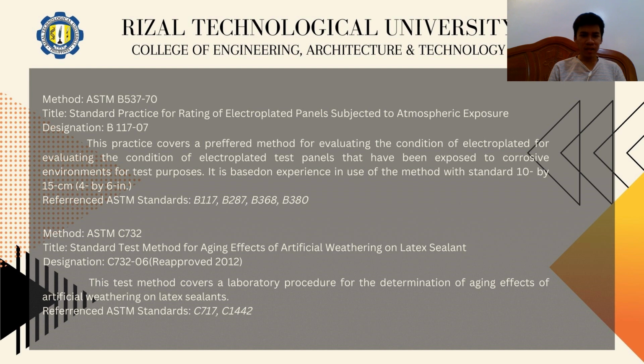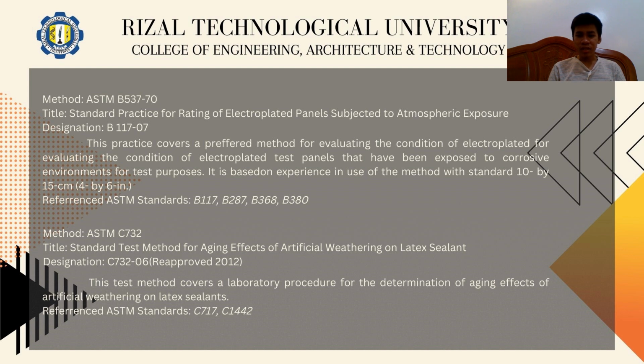B537-70, Standard Practice for Rating of Electroplated Panels Subjected to Atmospheric Exposure. This practice covers a preferred method for evaluating the condition of electroplated test panels that have been exposed to corrosive environments. For test purposes, it is based on experience in use of the methods with the standard 10 by 15 cm panels. This method is used with standard size panels exposed on the standard ASTM racks at outdoor test sites in both natural atmospheres and accelerated test conditions.